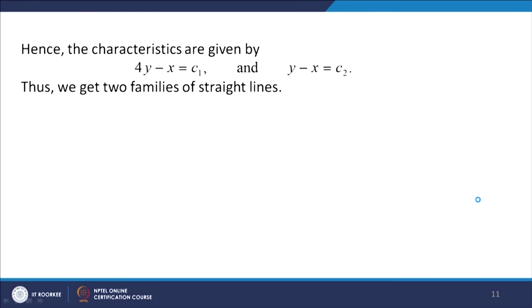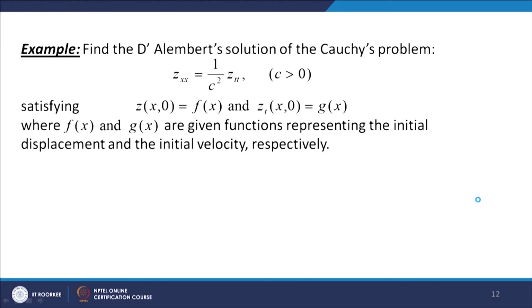Okay. Now, let us go to the differential equation zxx equal to 1 by c square ztt. So, here zxx minus 1 by c square ztt equal to 0. So, we have the standard form of the differential equation as R zxx plus S zxy plus T zyy plus F of x, y, z, p, q equal to 0.